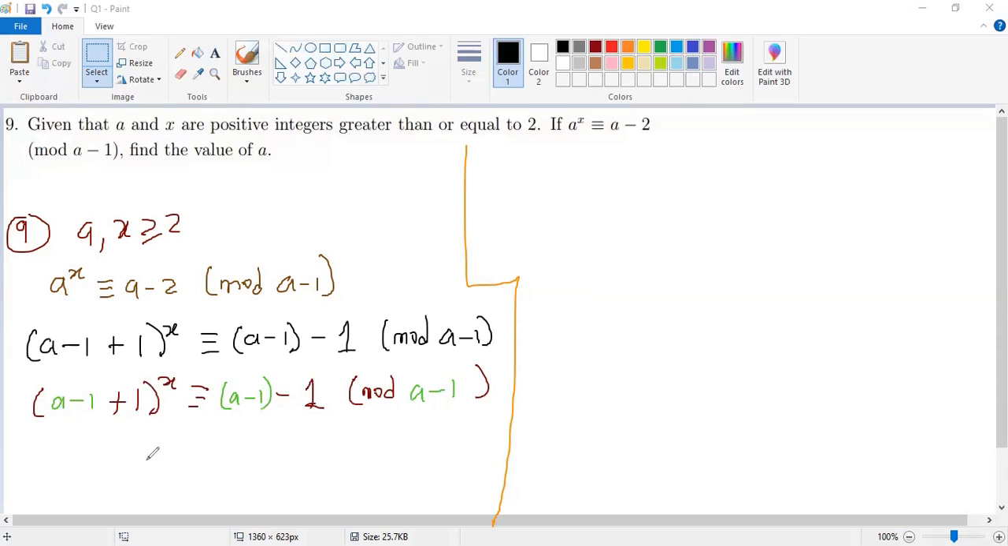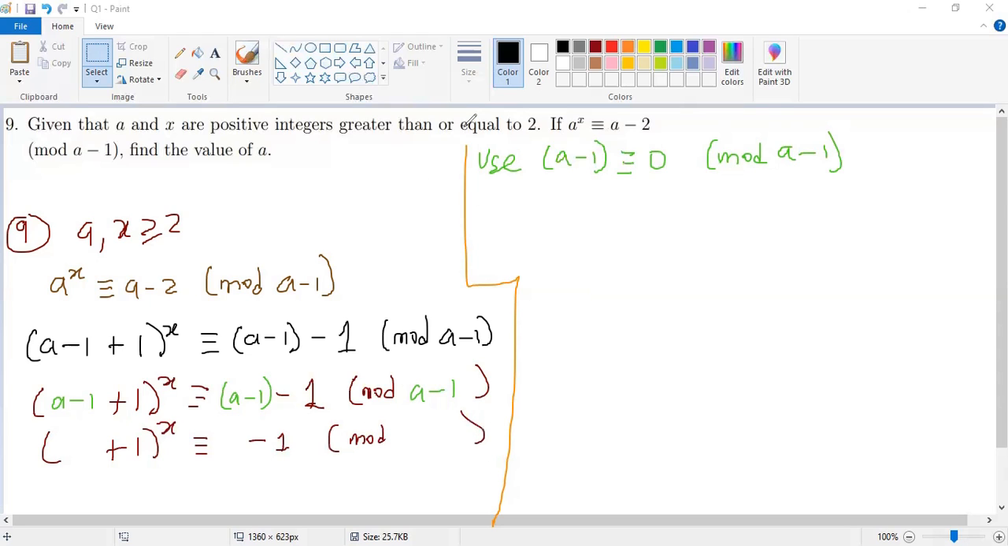Let's use the fact that a minus 1 is congruent to 0 mod a minus 1. Sounds weird now, but that's what it means, because it leaves a remainder of 0 when divided by a minus 1. So whatever is a minus 1, we can replace it with 0. That's what it means in modulo arithmetic. Sometimes modulo arithmetic has been called the higher arithmetic, because it speaks in terms of remainders of numbers.